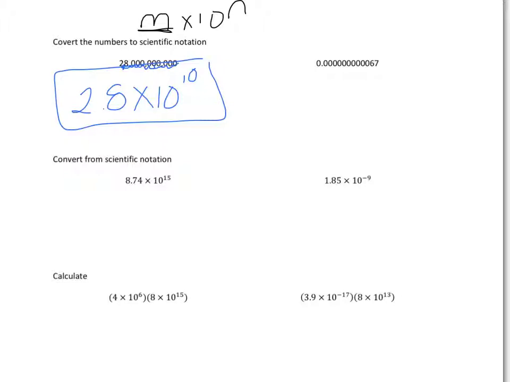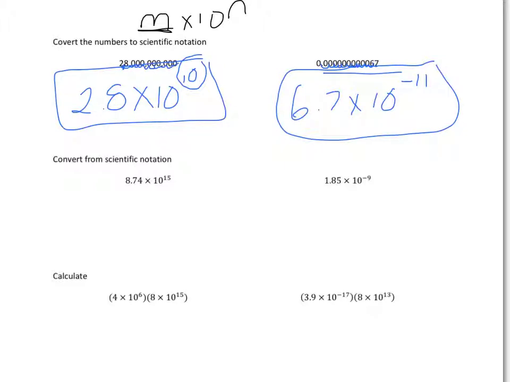Now, to make this a number between 1 and 10, we're going to have to put the decimal between the 6 and the 7, so we have 6.7 times 10 to the... Now, notice, when we're moving the decimal to the left to make this in scientific notation, this number is positive. When we move to the right, 1, 2, 3, 4, 5, 6, 7, 8, 9, 10, 11, we have a negative 11. And that's how we're going to move that into scientific notation.